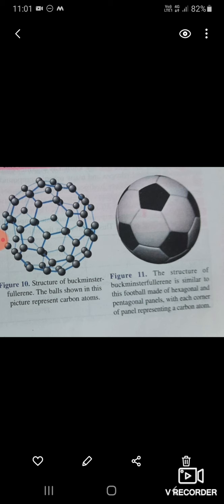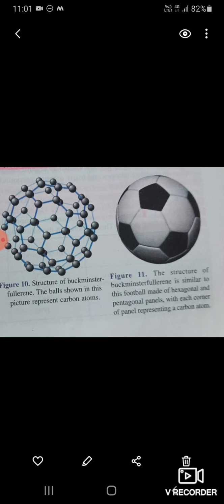The arrangement of carbon atoms in Buckminster fullerene resembles a football made of 20 hexagonal and 12 pentagonal panels, each corner of every panel representing a carbon atom. Buckminster fullerene is a dark solid at room temperature.